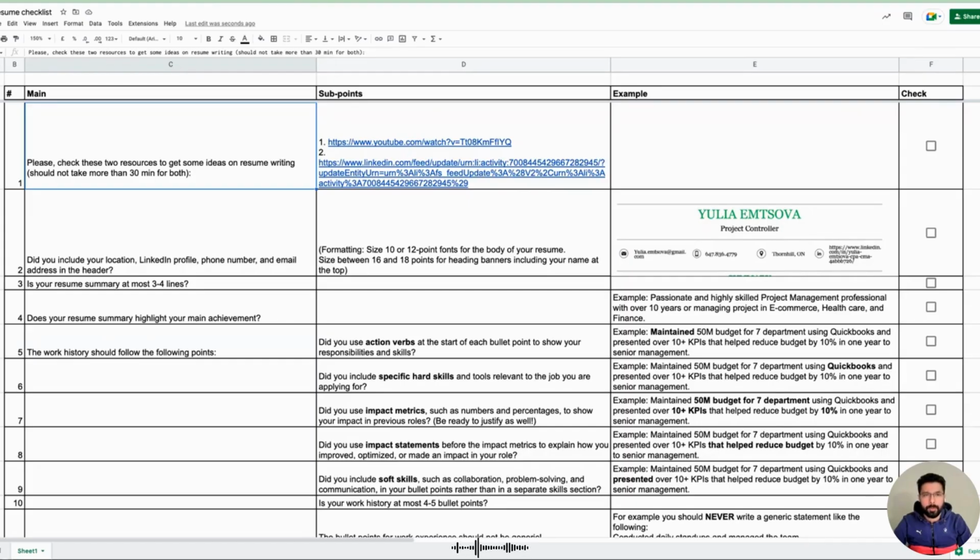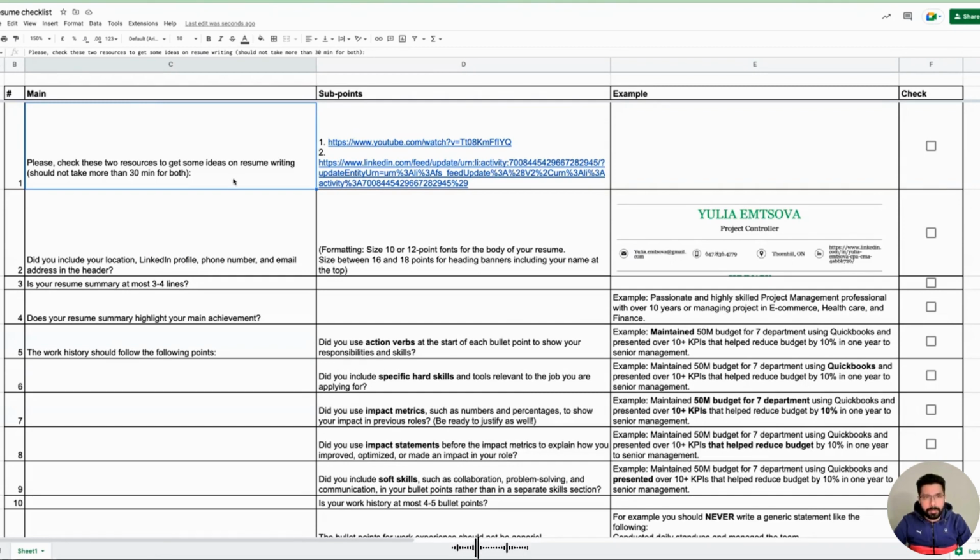Hey everyone, today I'm going to walk you through this resume checklist. Now, this checklist was created because I kept getting the same questions over and over again. And rather than answering them one by one, I created, with the help of others, this checklist, which covers pretty much everything that you need to be aware of when creating your resume. And today I'm going to walk you through these points one by one.